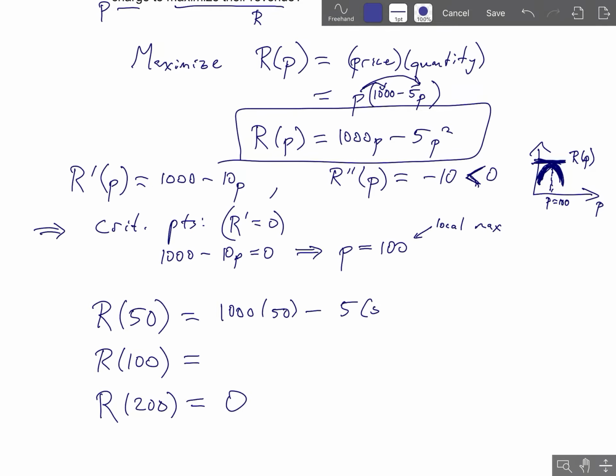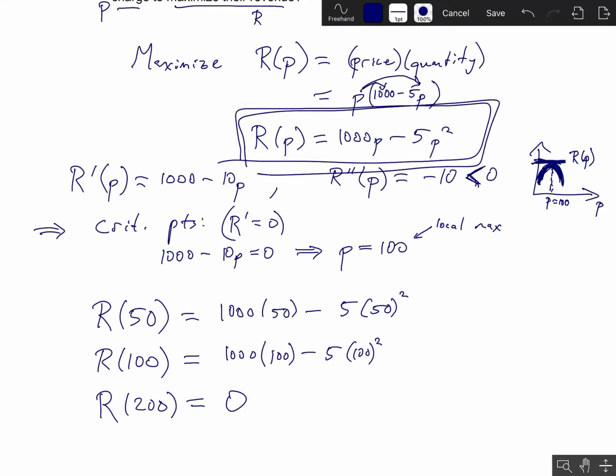So if I plug in 50, what I get is 1,000 times 50 minus 5 times 50 squared. And if I plug in 100, I get 1,000 times 100 minus 5 times 100 squared. So I'm just plugging in both of those values into this revenue function that we found up here. And if you plug these into a calculator, what you'll end up getting is that the revenue, if you set the price at $50 per day, is $37,500. And the revenue, if you set the price at $100 per day, is $50,000.